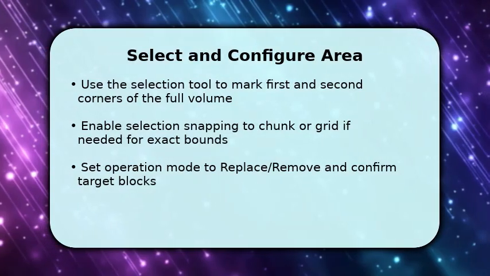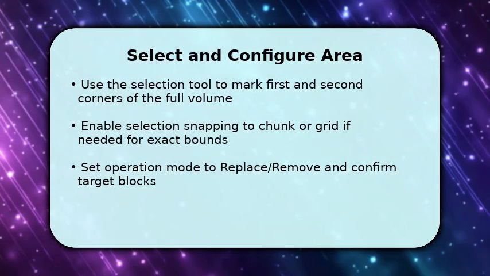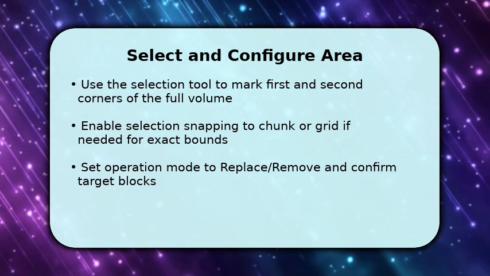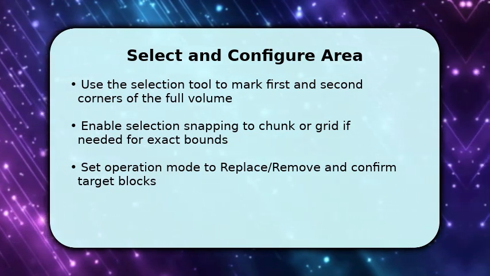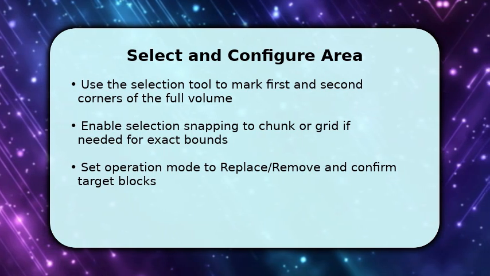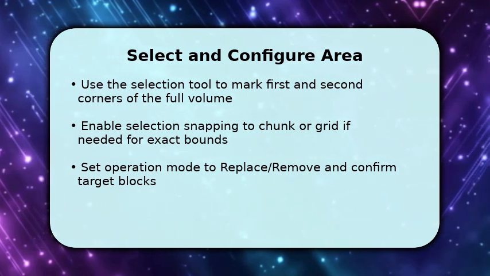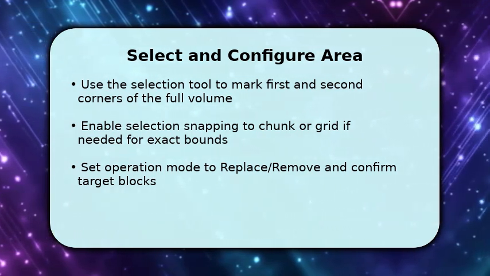Now you refine the selection. Use the corner tool and walk to two opposite corners, pressing the bind to set first and second points so the box exactly matches the schematic. You should enable snapping if the build aligns to chunks, because that prevents off-by-one errors.